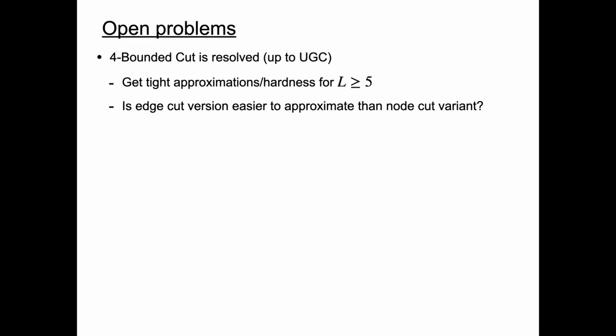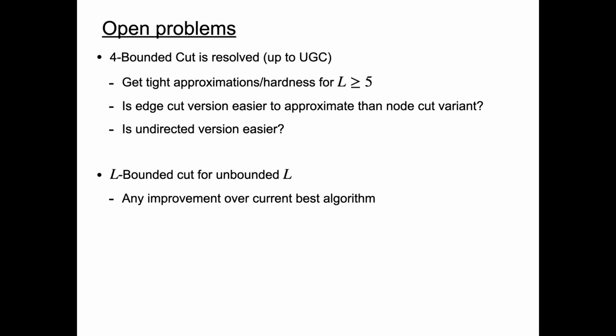And there's also this variant in which you cut the nodes rather than the edges. We talk about it extensively in the paper. The edge version, which I talked about here, might be easier. It isn't for L = 4, but we don't know in general. It could be. And also there's the undirected version, which also has the potential of being easier, and we don't know, so that's open. And then you can also think about the case where L is part of the input, so it's not a bounded constant. And it would be nice to get any improvement over the current best algorithm or algorithms.